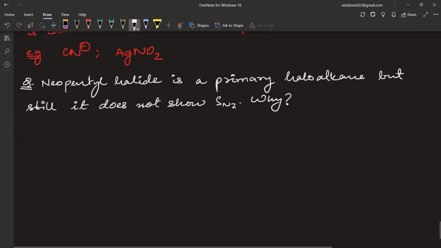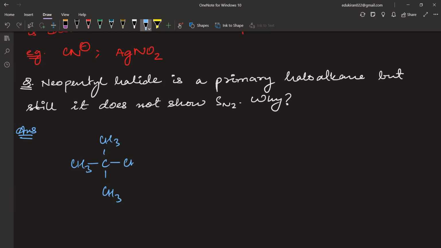Why? So the answer lies in the structure. If you will look at the neopentyl halide, I have written in the IUPAC nomenclature what is neopentyl chloride. So what is neopentyl? So you'll have 5 carbons which are arranged in this manner: CH3, CH3, CH3. These are 4 carbons, and then you have CH2. Let us say we have Br. Okay, CH2Br. This is neopentyl halide. Neopentyl halide, or you can write this is neopentyl bromide.